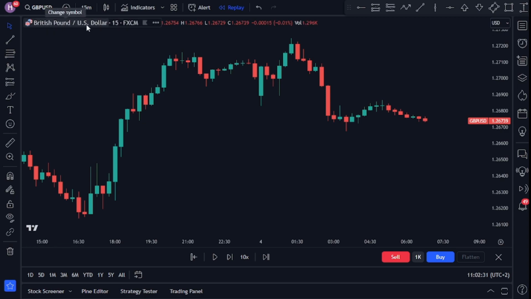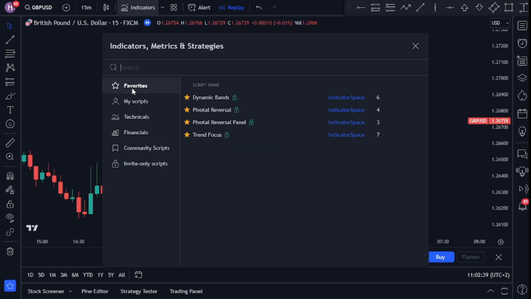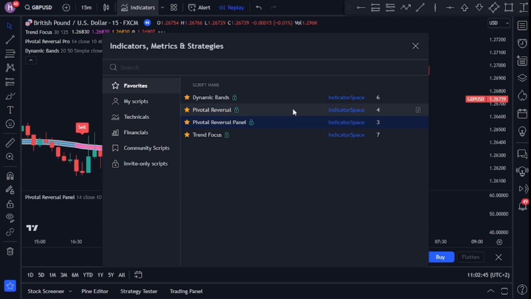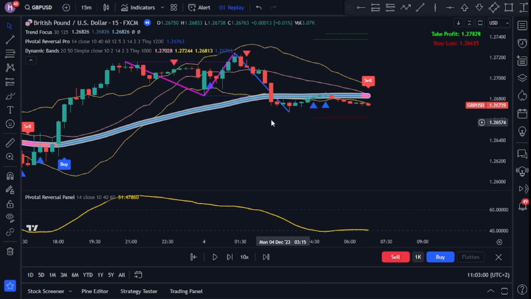Firstly, let's start off with the indicator setup and rules for entry and exit. On the chart, I've selected the British pound against the US dollar in the 15-minute time frame. Now, under the Indicators tab for TradingView, I'm going to add the Dynamic Bands, Trend Focus, and Pivotal Reversal Pro for our trading strategy. The dynamic bands, which are these ones, provide us with real-time insights into market volatility. This helps us adapt our strategy to changing market conditions.